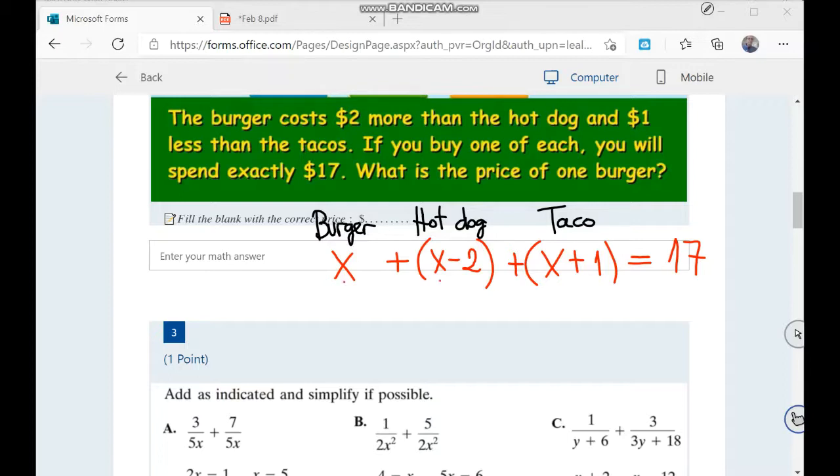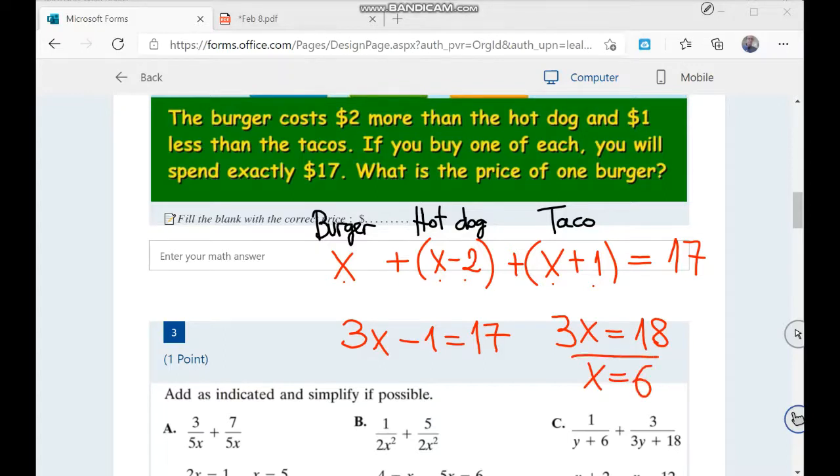So x plus x plus x is 3x, negative 2 plus 1 is negative 1, equals 17. Add 1 to both sides, then you have 3x equals 18. Divide both sides by 3, you have x equals 6. So the price of the burger is $6. This is the right answer, $6.